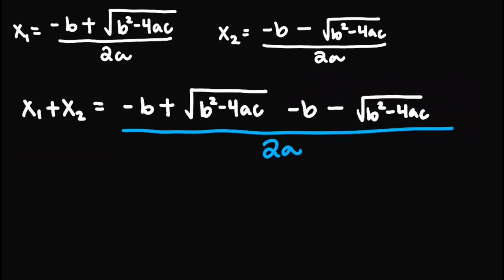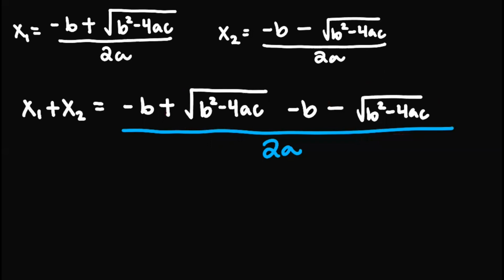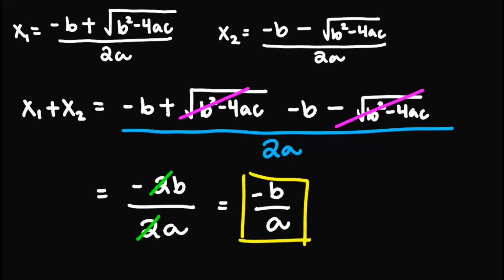And from here, observe that since we have a plus square root of b squared minus 4ac and minus square root of b squared minus 4ac out here, these two would cancel out. So we'll just obtain negative b minus b is negative 2b over 2a. Cancelling out the 2 out here, we'll be left with negative b over a. And this is the general formula for the sum of the roots of a quadratic equation.